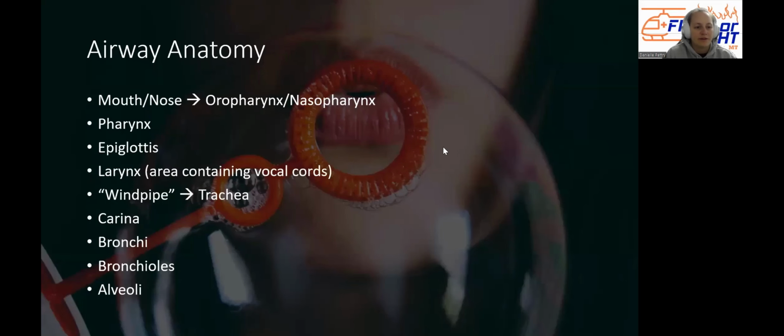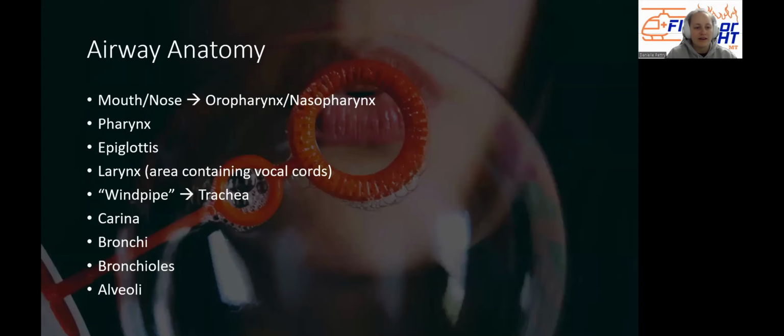So we'll start here with a brief reminder of the anatomy of the airway. Remember the mouth and nose, also known as the oropharynx for the mouth or the nasopharynx for the nose. Those join into the pharynx. And then we have the epiglottis, which is that little flap that makes sure food and water go down our esophagus and that air goes into our trachea. So basically it just keeps food and water from going into our trachea. If you've ever been strangled on water or something, your epiglottis was probably not cooperating with you.